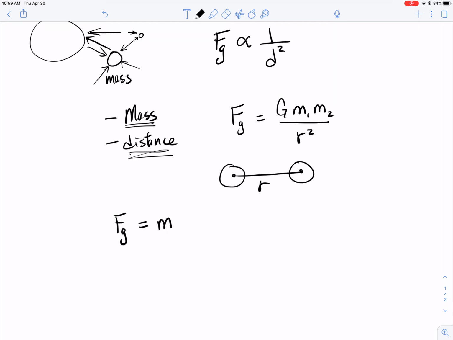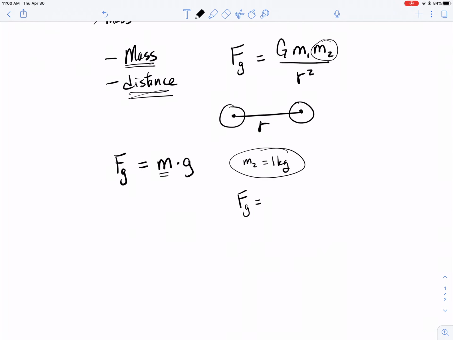We say Fg is equal to m times g, and the mass we've been talking about is maybe a chicken that we've held up, and we time how long it takes to fall to the ground. Well, if we take that 1 kilogram chicken, we can call that M2. So we'd say M2 equals 1 kilogram. And so we're going to leave M2 to the side here. So we're going to say Fg is equal to M2. And then we have this constant G, and I mentioned Henry Cavendish's name earlier.